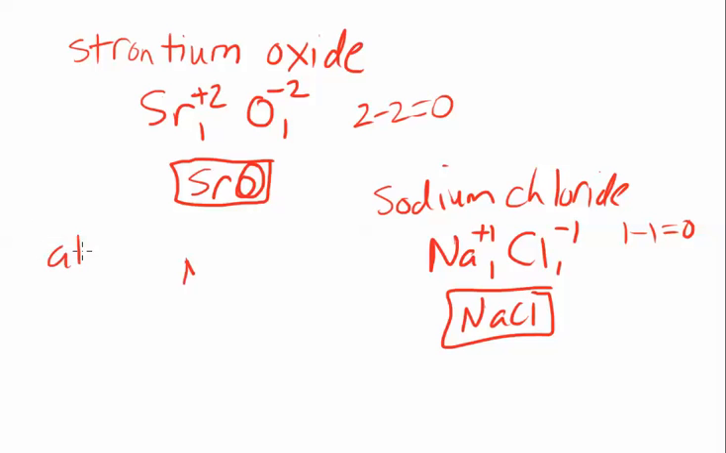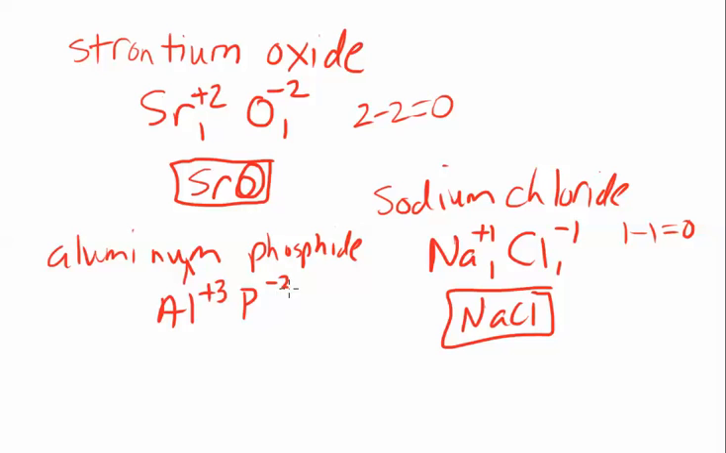Let's look at aluminum phosphide. We have Al +3. Phosphide is -3. So +3, -3. 3 minus 3 equals 0. All we need is 1 aluminum and 1 phosphide.